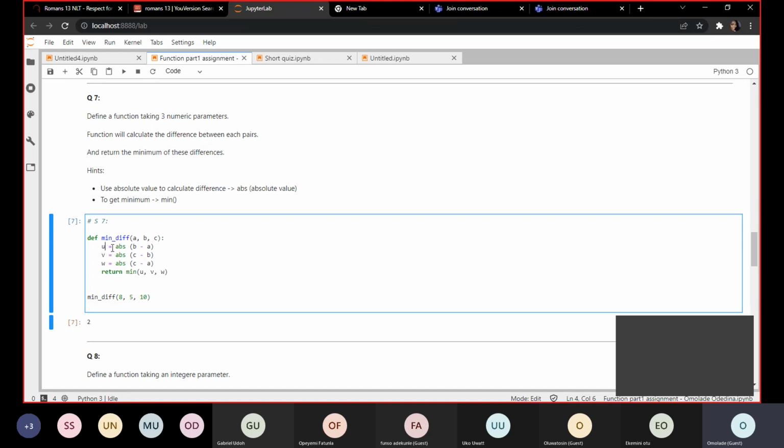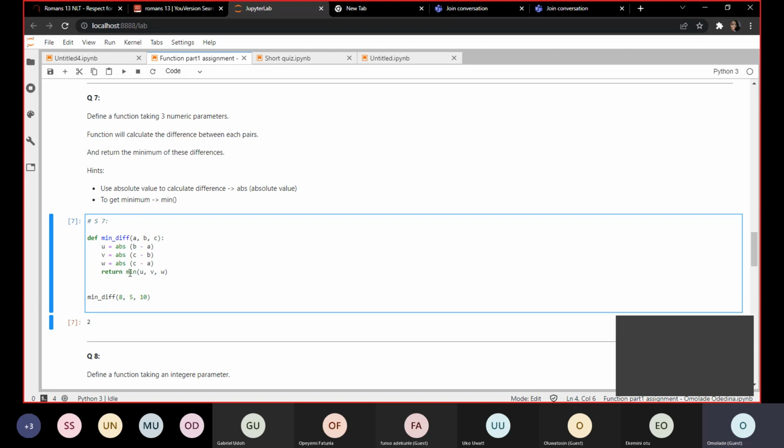So now our variable name for the absolute value of B minus A is U. Our variable name for the absolute value of C minus B is V. And our variable name for the absolute value of C minus A is W. So what do we do? It said to return the minimum of these differences. So what do we do?